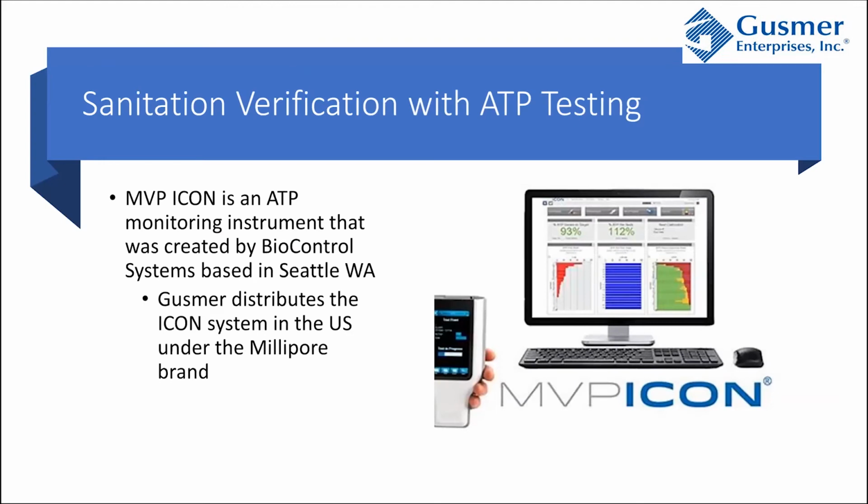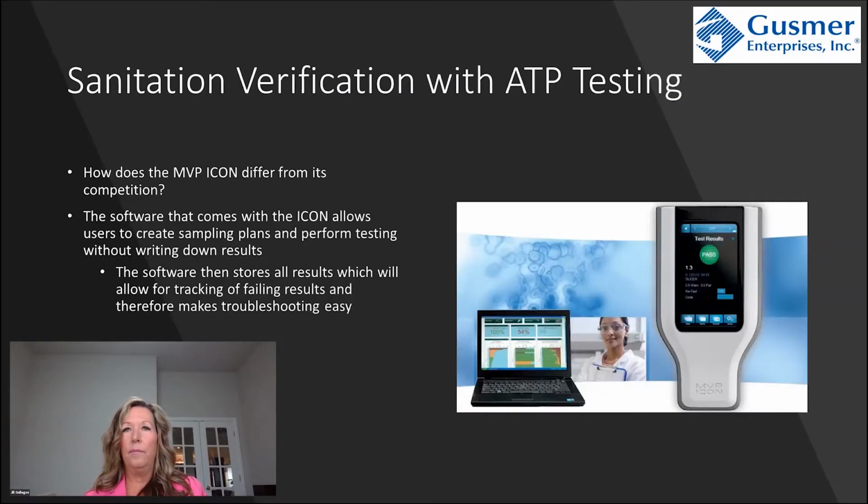The MVP Icon is an ATP instrument that was created by Biocontrol Systems, based in Seattle, Washington. Gusmer uses the Icon system in the US under the Millipore brand. There are several competitors that make this sort of equipment as well. But I think the thing that sets ours apart from the others is that it comes with software that allows you to create sampling plans and perform testing without writing down results.